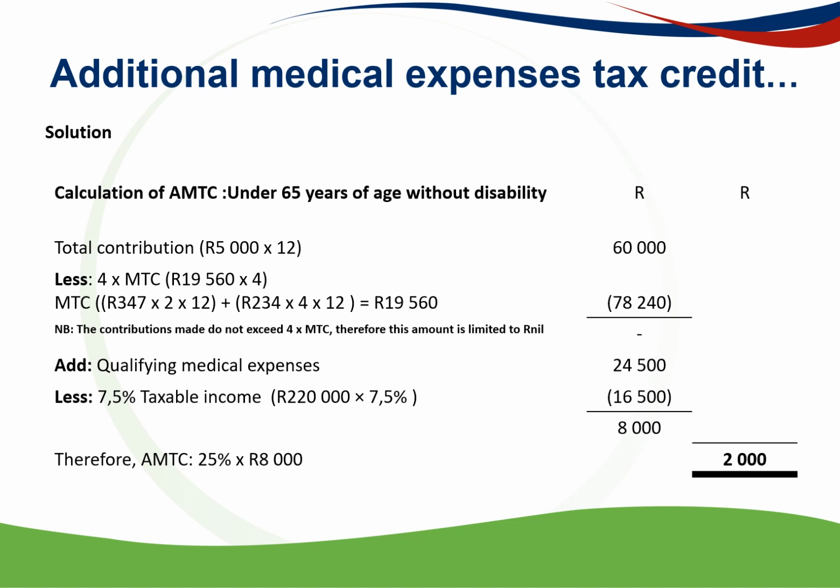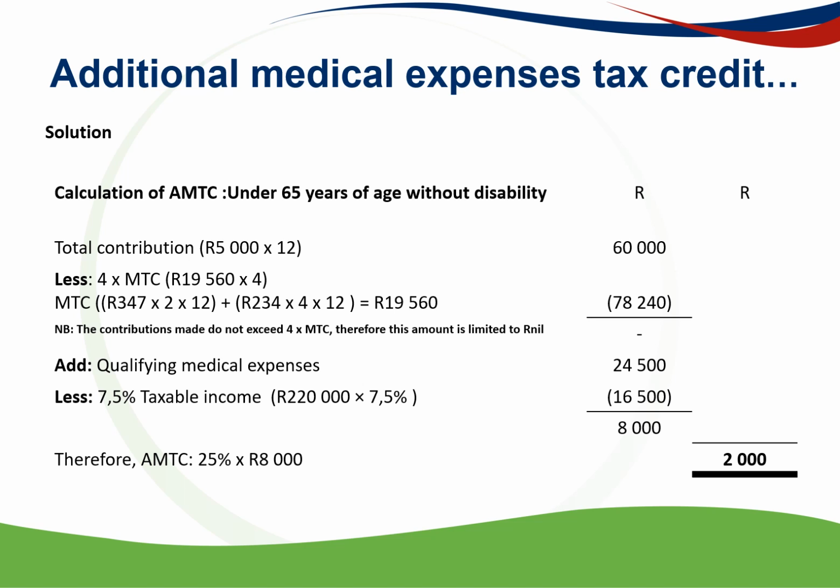But that's not where it stops. For anyone who's under 65 without a disability, it's 25% of that 8,000. So your 6B AMTC, the second portion of this medical tax credit, is 2,000. Remember, MTC was 19,560. AMTC would be 2,000 Rand.